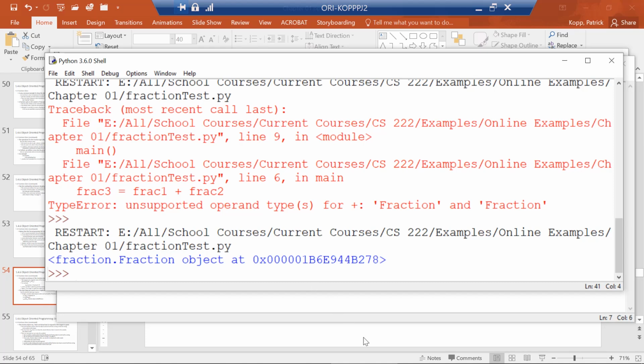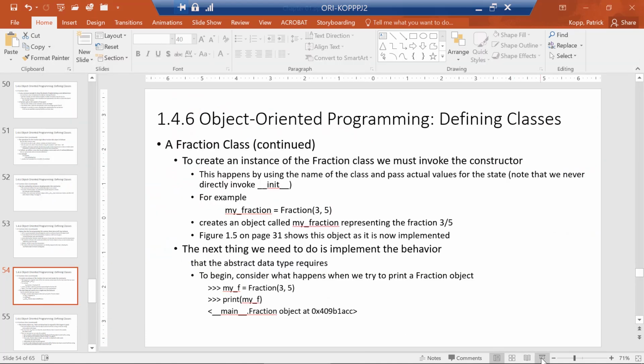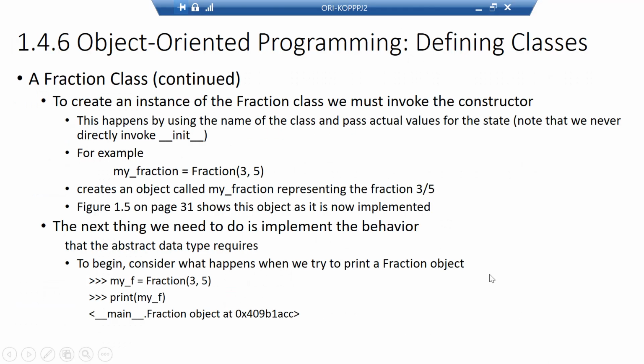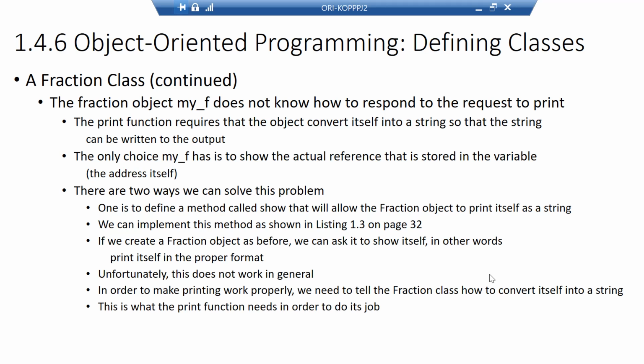What it's doing here, let's go back over to the PowerPoint now. I'll explain this. Okay, so theirs looks a little bit different than what ours looks like. Okay, which is fine. It's going to be different depending on how you set it up and everything. But the fraction object, myf is what they use, does not know how to respond to the request to print. The print function requires that the object convert itself into a string so that the string can be written to the output. The only choice myf has is to show the actual reference that is stored in the variable, which is the address.